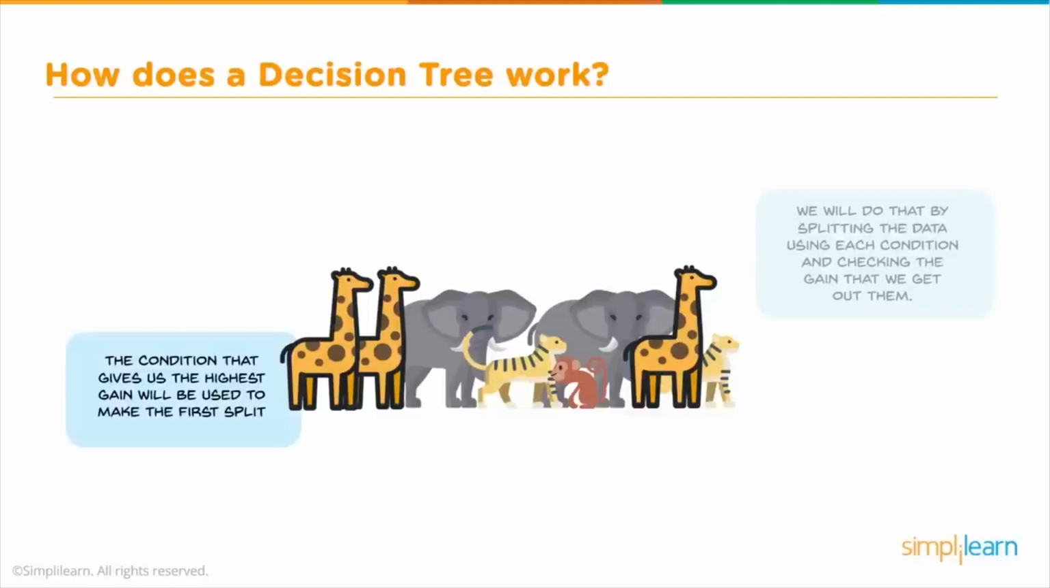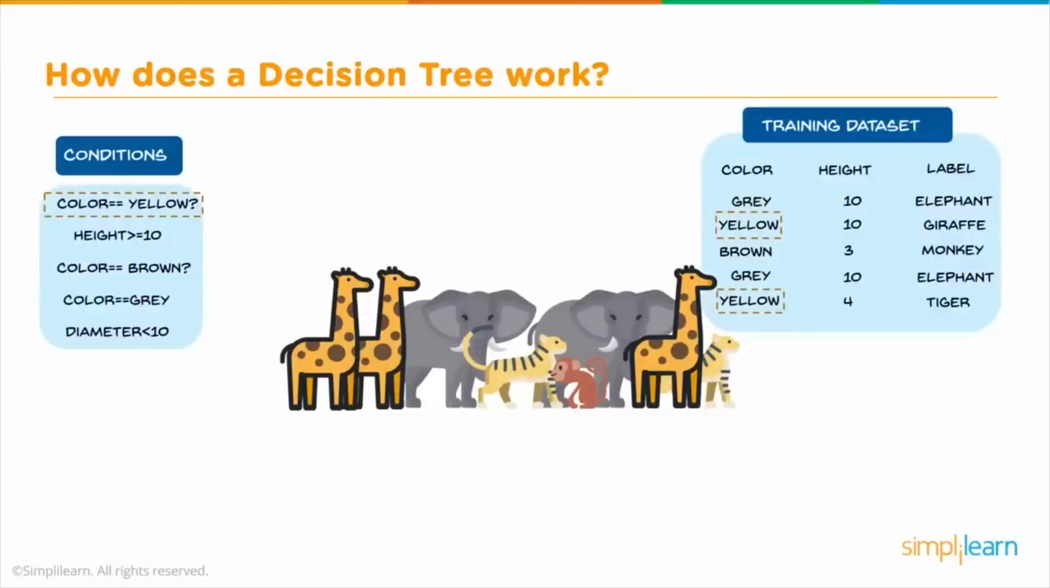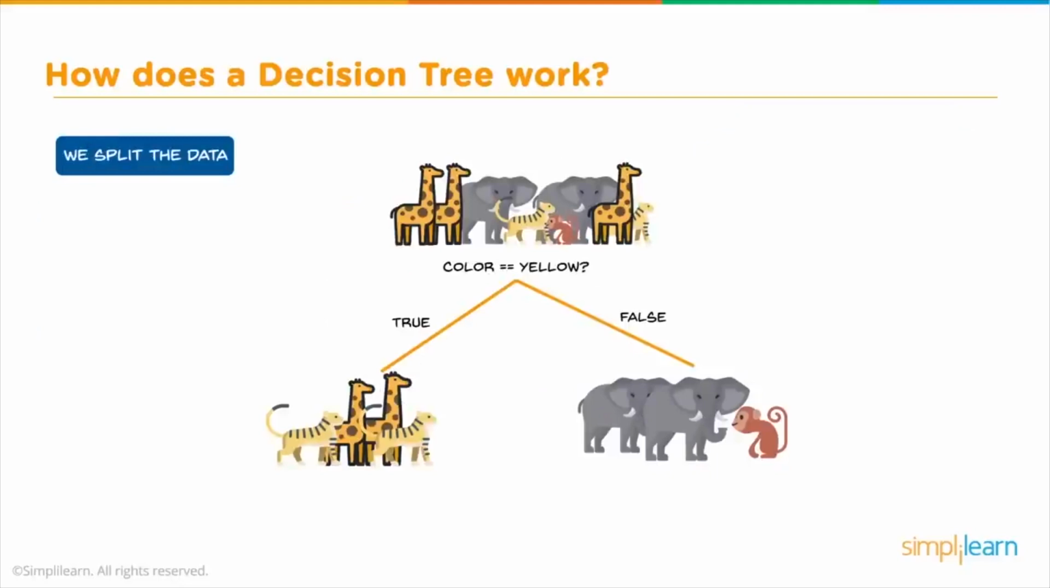Can you guess what that first split will be just by looking at this image? As a human, it's probably pretty easy to split it. Let's see if you're right. If you guessed the color yellow, you're correct. Let's say the condition that gives us the maximum gain is yellow. So we will split the data based on the color yellow. If it's true, that group of animals goes to the left. If it's false, it goes to the right.